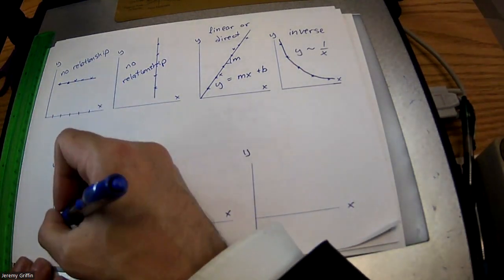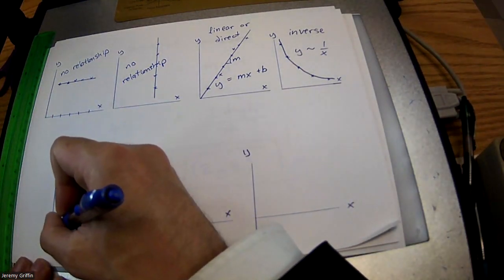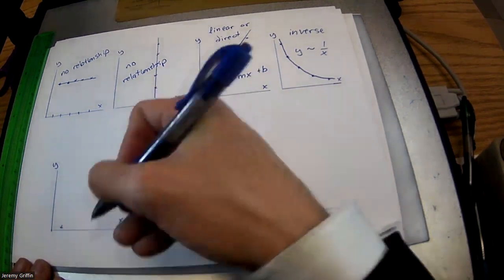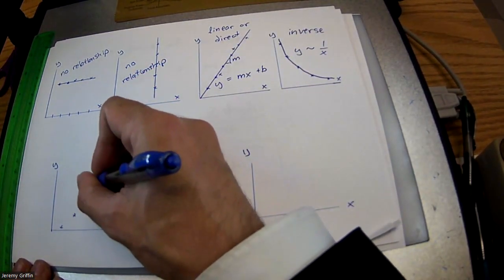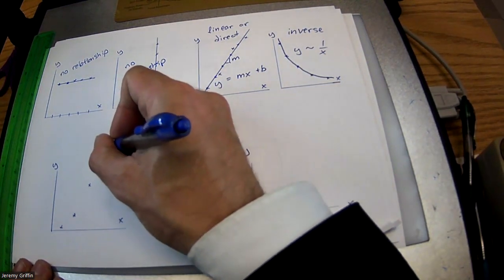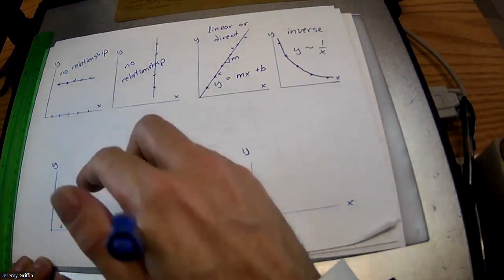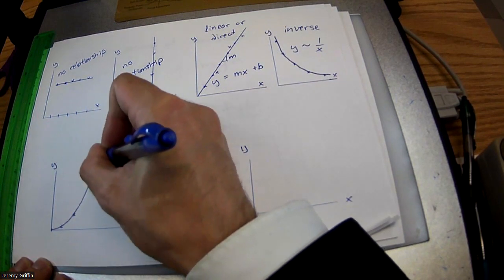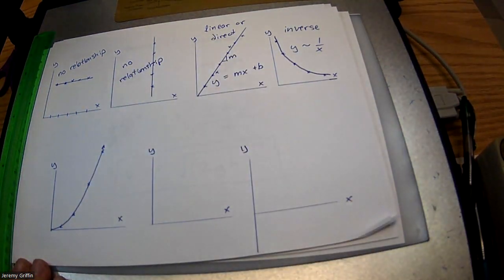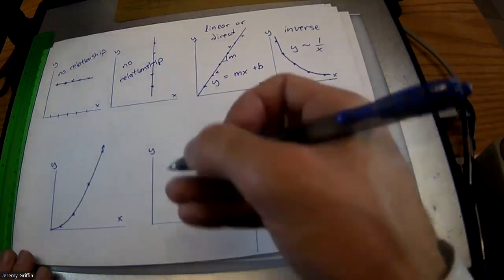What if you increase your x values, but y increases at a faster rate? Like if you double x and y quadruples, and then you triple x and y is like 9 times. Okay? And then you get something that kind of curves up like this. Okay. What shape do you think that would be? How many of you guys think that probably looks like a parabola? You think a parabola? Okay.